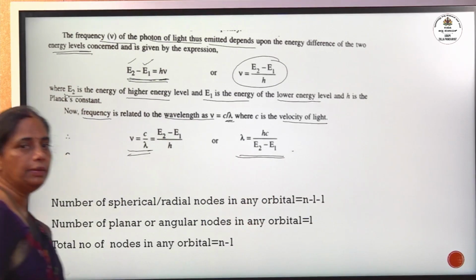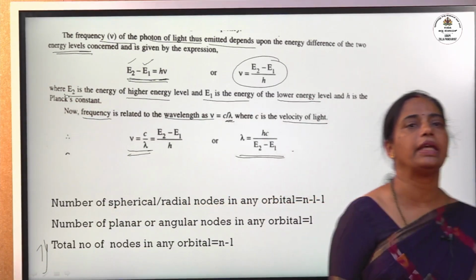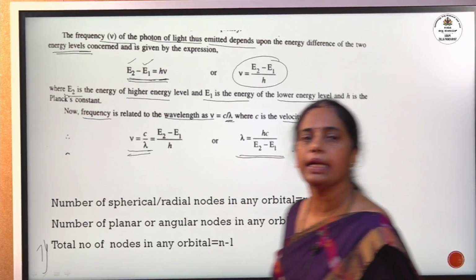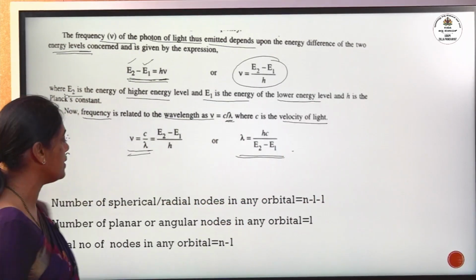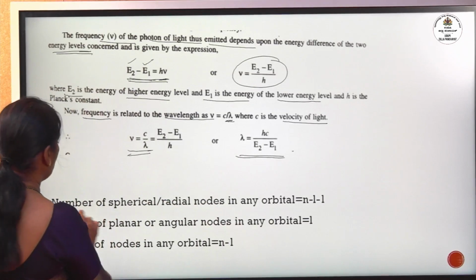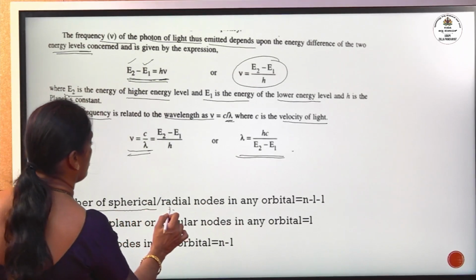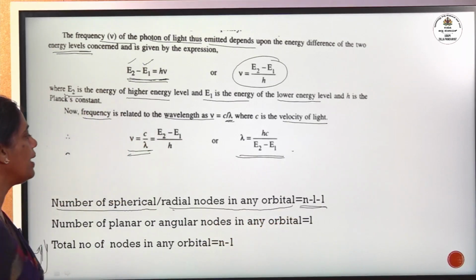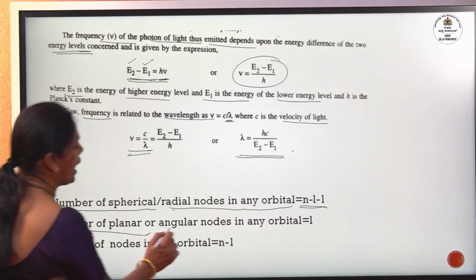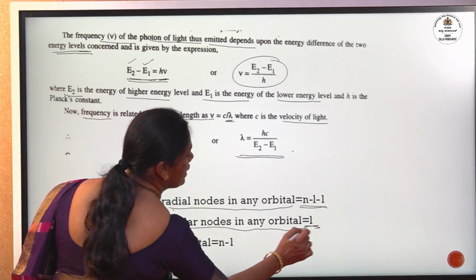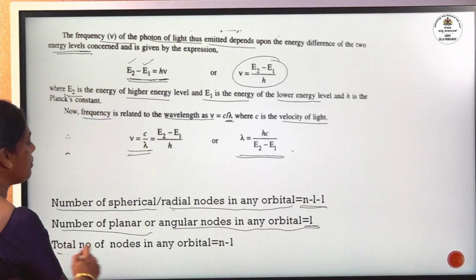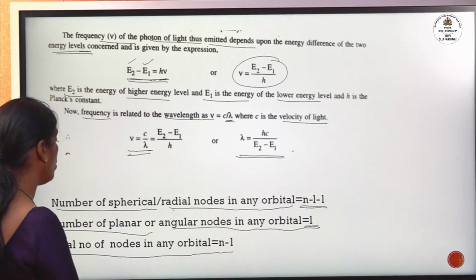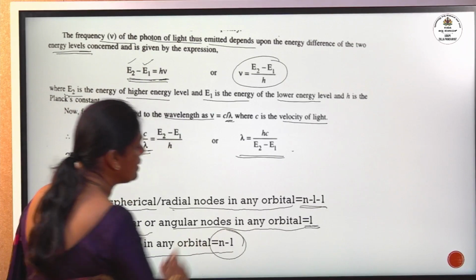Now an orbital is a region where the probability of finding the electron is maximum, and in an orbital we get a region where the probability of finding the electron is 0, which is called a node. The number of spherical or radial nodes in any orbital is given by the formula n minus l minus 1. The number of planar or angular nodes in any orbital is given as l. The total number of nodes in any orbital is n minus 1.